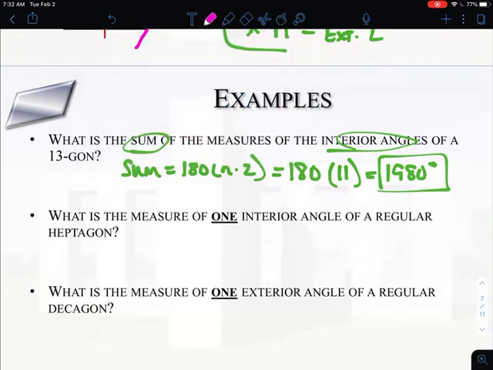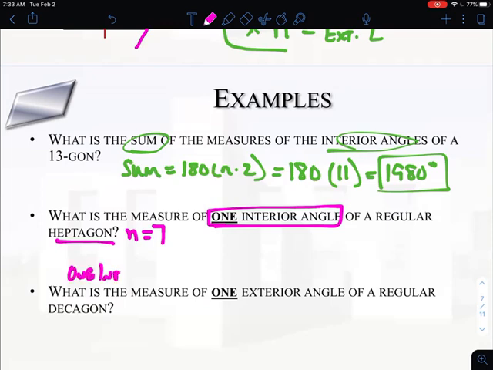In the next problem, what is the measure of one interior angle of a regular heptagon? So heptagon, it's important to remember, was 7 sides. So my number of sides is going to be 7. We want one interior angle. And so that's where we go back to those formulas that we just had. So one interior angle was 180 times (n minus 2) divided by n. So we just have that formula right there. All we got to do is plug the values in.